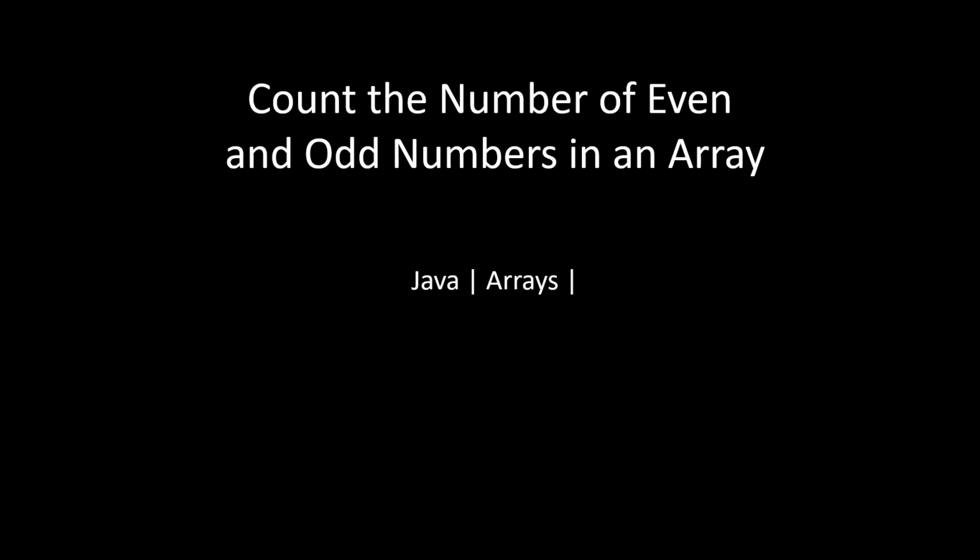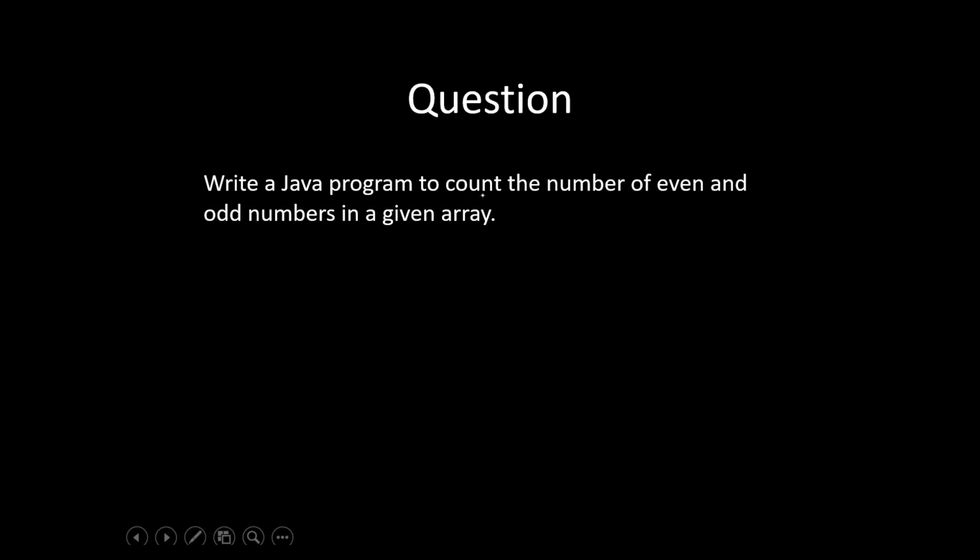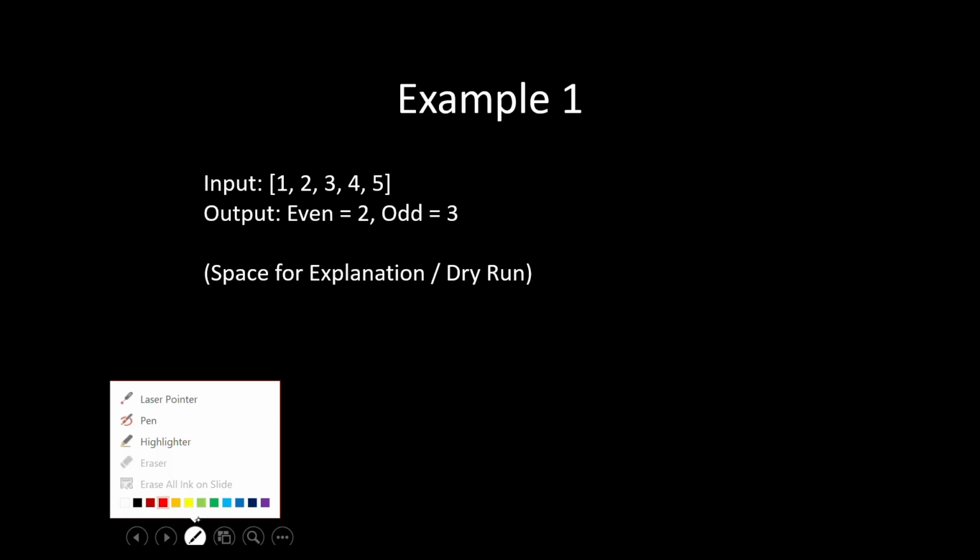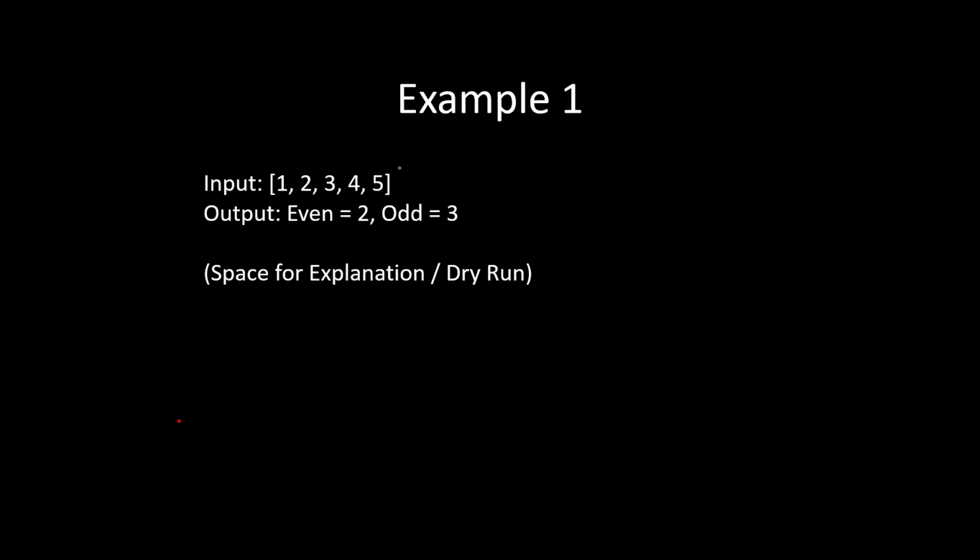Everyone, today we are going to start a new question on the topic array, and the question is count the number of even and odd numbers in an array. Write a Java program to count the number of even and odd numbers in a given array. So, this is an array, and the odd numbers are 1, 3, 5. So the output count of odd numbers is 3, and the even numbers are 2 and 4, so the count of even numbers is 2.